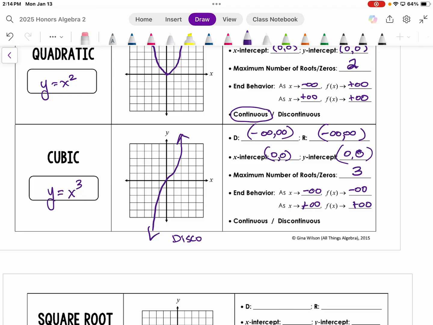And as we study this one a little bit later, when I reflect it over the x-axis, instead of being like this, I switch directions. So it's not always going to be that. Sometimes the end behavior may be switched, but continuous. Again, we'll get into that a little bit more in a couple weeks.